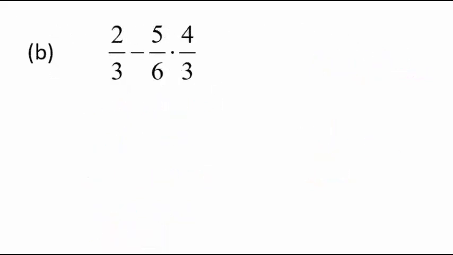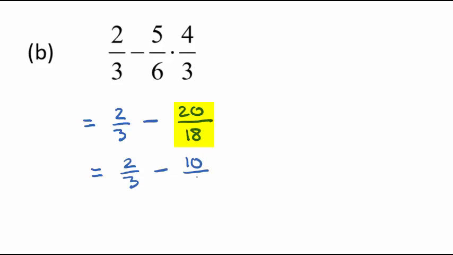To simplify this expression, we have to multiply first before we subtract. So 5 over 6 times 4 over 3 is 20 over 18. So we have 2 over 3 minus 20 over 18, since 5 times 4 is 20 and 6 times 3 is 18. And then to subtract, we need to find the LCD. But before we find the LCD, why don't we reduce the fraction first? Because it's easier to find the LCD. 20 over 18 can be reduced to 10 over 9 if we divide the top and the bottom by 2.